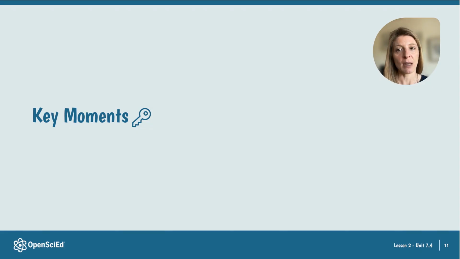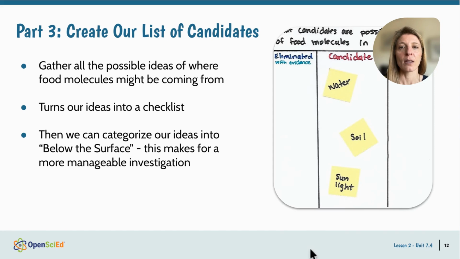Let's take a look at some key moments that we can make as teachers to help this lesson run more smoothly. The first key moment takes place on day 1 in part 3. It's where we create a list of our candidates. The purpose of this part is to turn our general wonder about plant growth into a specific checklist of candidates. By categorizing our inputs as below the surface, we can create a more manageable investigation for our students.